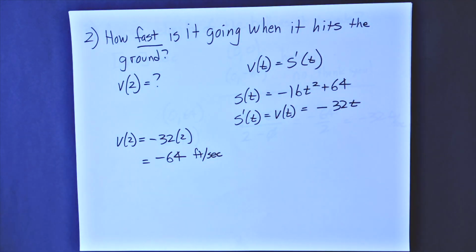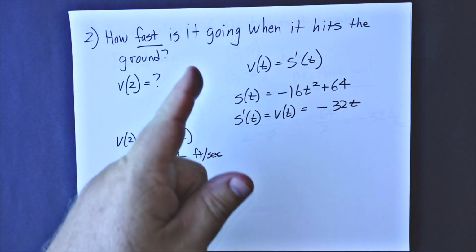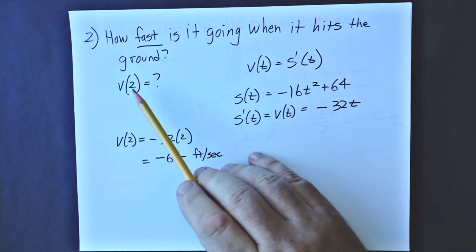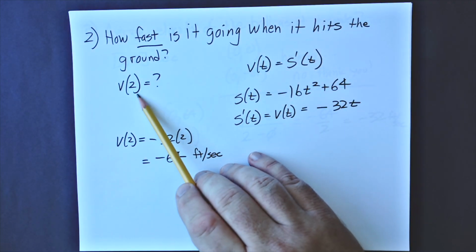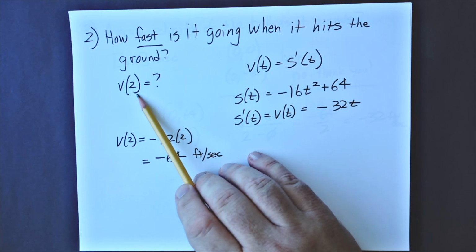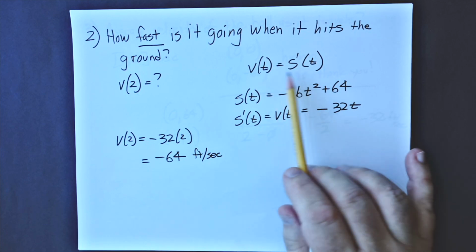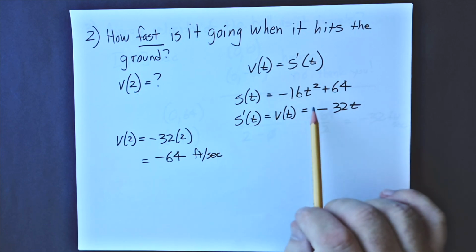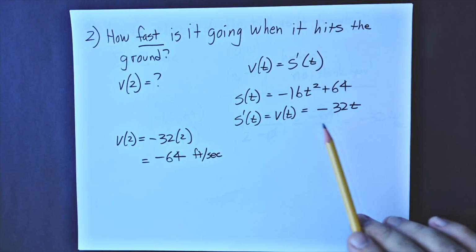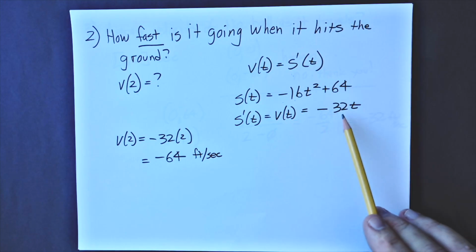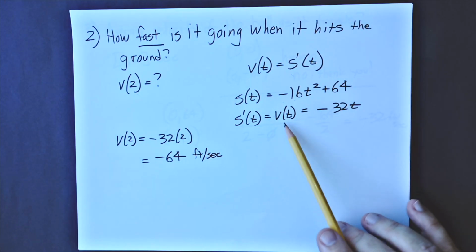Okay, a second question we can ask is, when it does hit the ground, how fast is it actually going? So same problem, just a different question. So now we already know when it hits the ground. We knew that as 2 seconds. So now I don't want to know the position anymore. I want to talk about the velocity function. Well, we said that the velocity is the derivative of the position function. So here's my position function. Let's take the derivative. The derivative of negative 16t squared plus 64 is negative 32t. That is the velocity function.